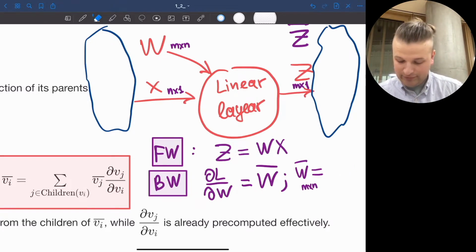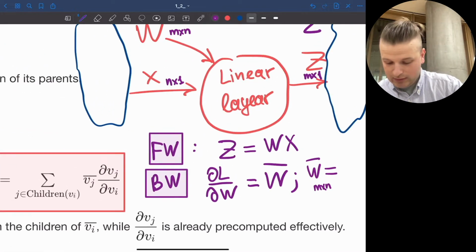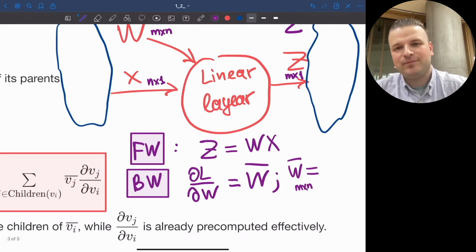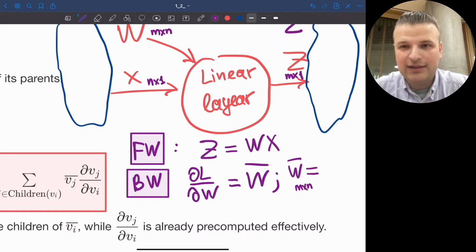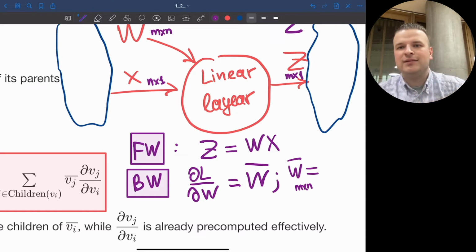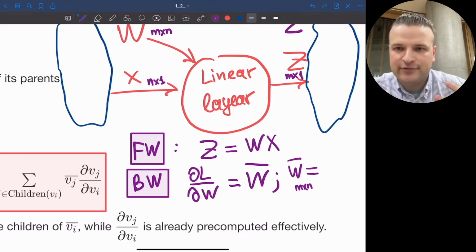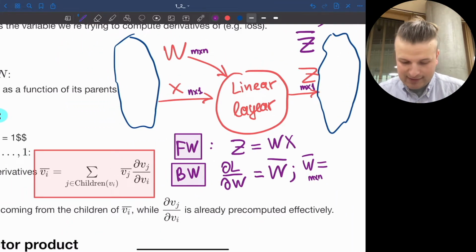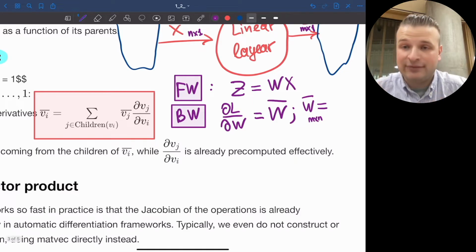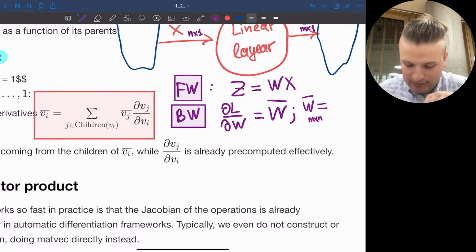Let me fix it briefly. Typically, when we are talking about the Jacobian here, it's not a matrix because we have a matrix as an input and a vector as an output. So the Jacobian here is actually a tensor, but the overall derivative should be a matrix because of the shape of the W. So let me leave it for now and I'll return to it a little bit later.